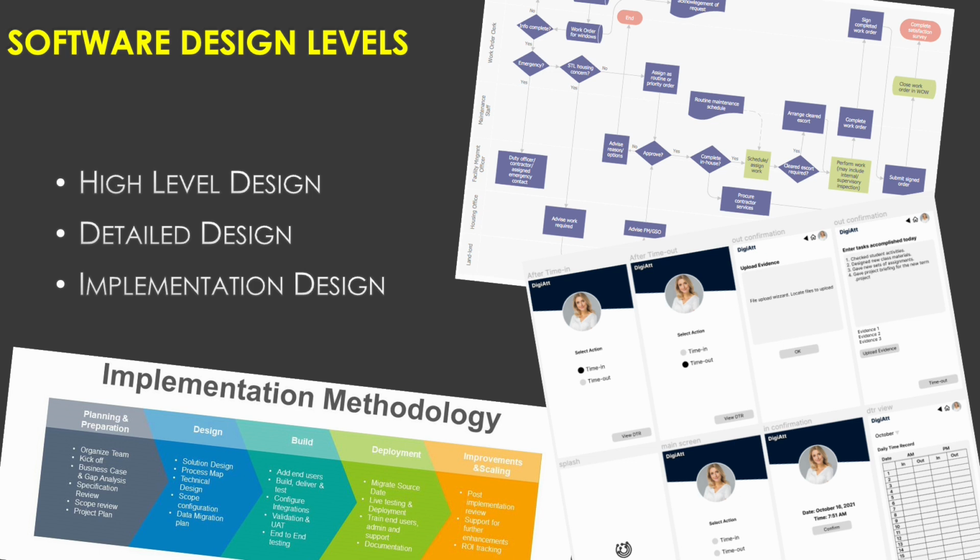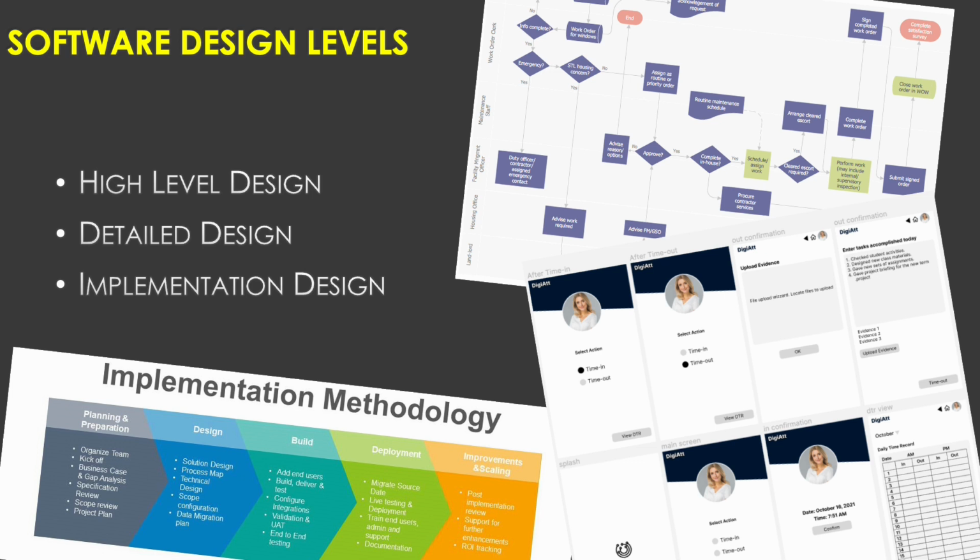Detailed design. Once the high-level design is complete, the focus shifts to the detailed design. This involves breaking down the system into smaller, more specific components. Designers create detailed specifications for each component, including its input and output, interface details, algorithms, and data structures. This level of design is critical for ensuring that the software is both functional and efficient.